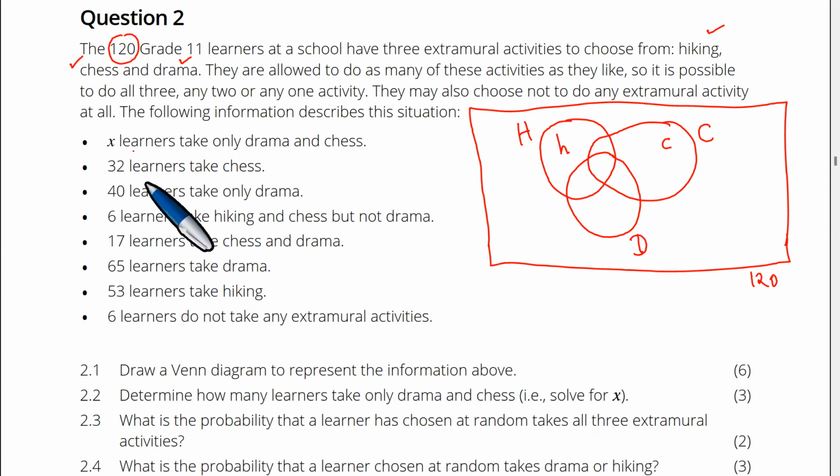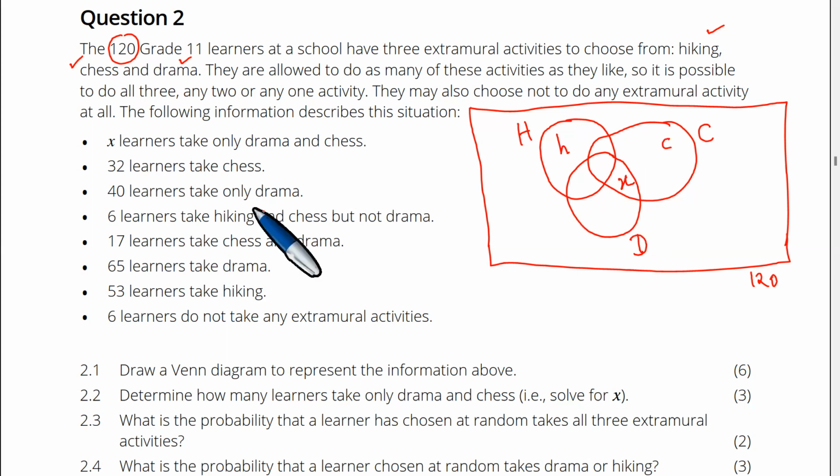Well, wait, let's start from the beginning. X learners take only drama and chess. So drama and chess is X, but it's only drama and chess, so they don't do hiking. 32 learners take chess. So if 32 learners take chess, we can't put the 32 here because they can do chess and it's not only chess. If it was only chess, we would put it here. But it's a mixture of these potentially.